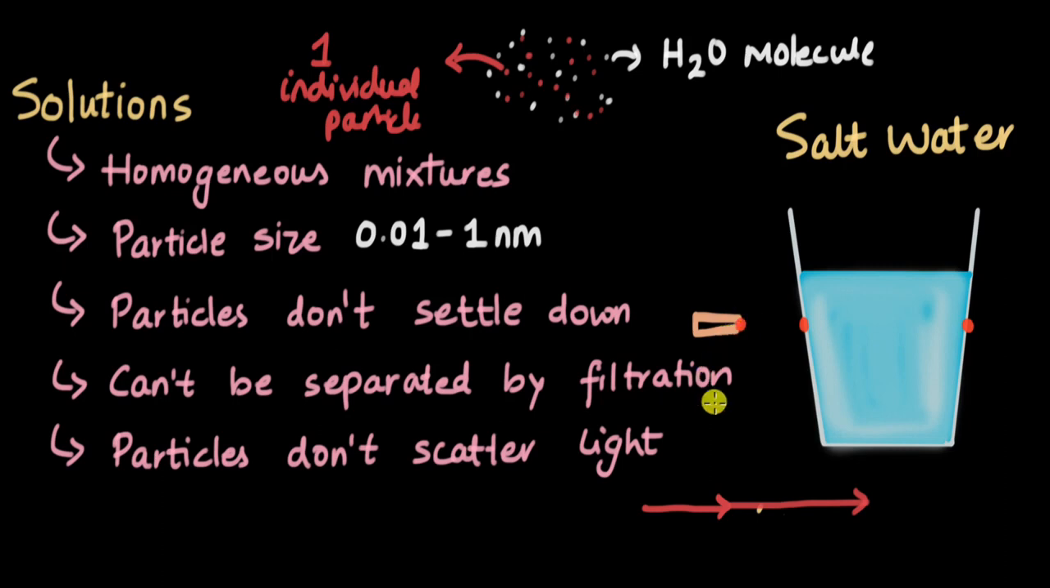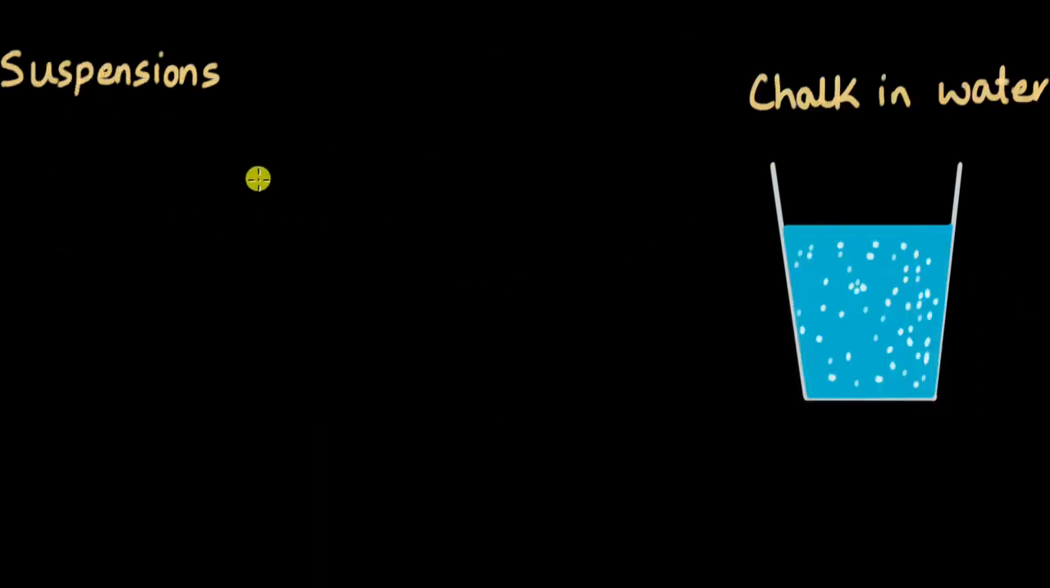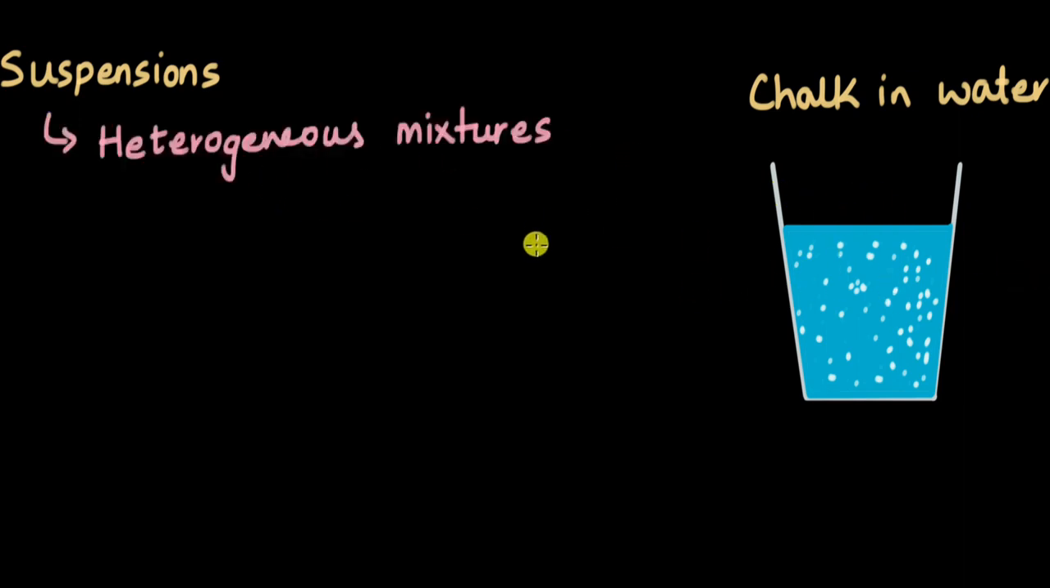Now let's move on to suspensions. For suspensions, we have the mixture of chalk and water. The first characteristic of this mixture is that it is a heterogeneous mixture, which means that the particles are not uniformly distributed across water. You can easily look at them even. So from this very property, you can say that when you just let the mixture be for some time, these chalk particles will settle down near the bottom of the glass, and you can also separate them by filtration, right?